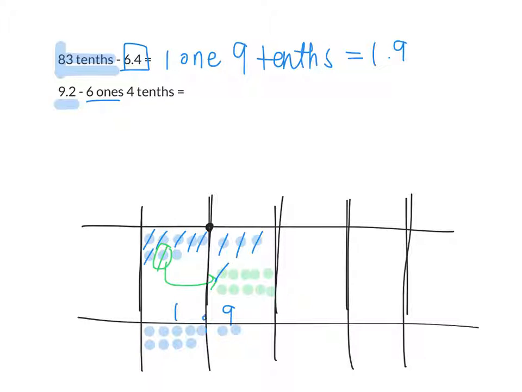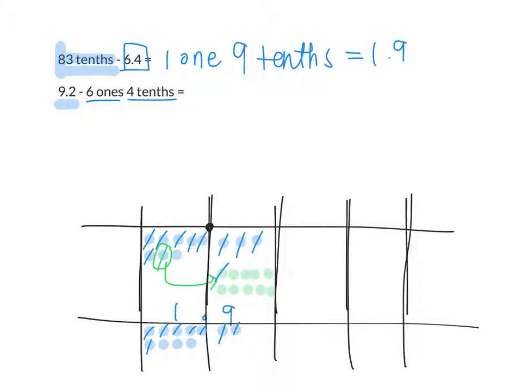Okay, now let's start subtracting. I have to take away 6 ones. So let me cross out 6 ones. 1, 2, 3, 4, 5, 6. After I cross out 6 ones, how many ones do I have left? 3. Okay, now I have to cross out 4 tenths. Uh-oh, it's the same problem I ran into before. 1, 2. I only have 2 tenths, and I have to cross out 4. What does that mean I need to do?